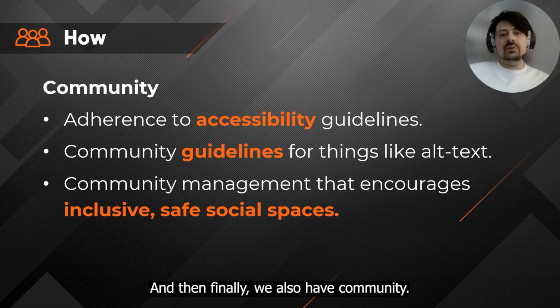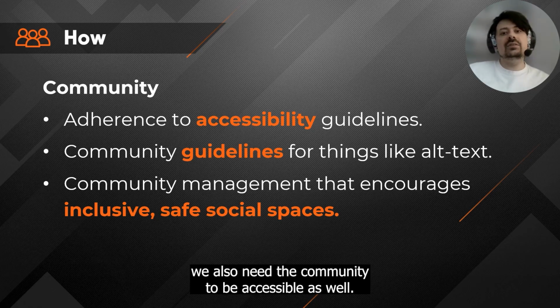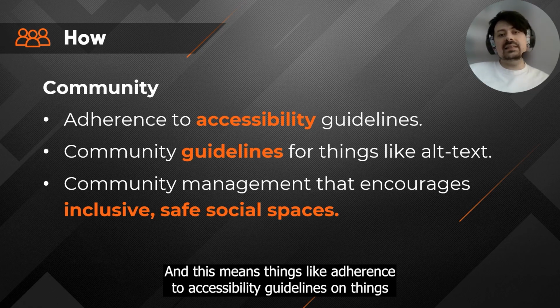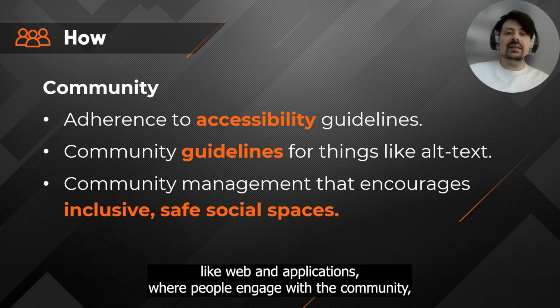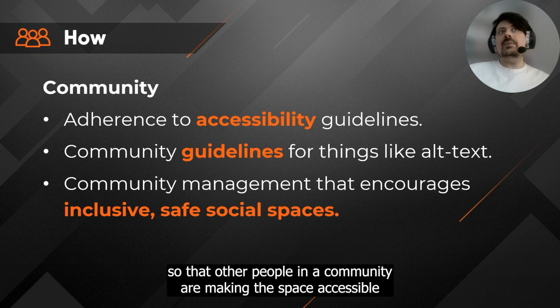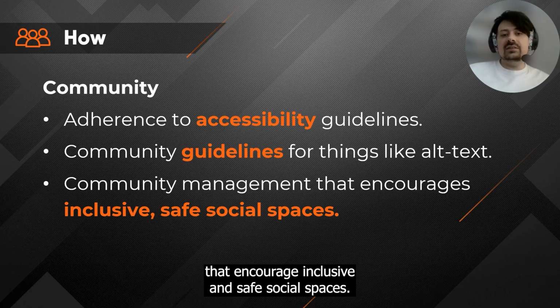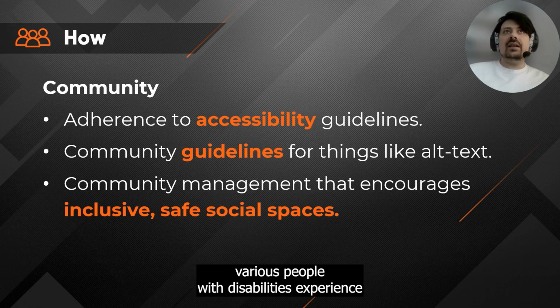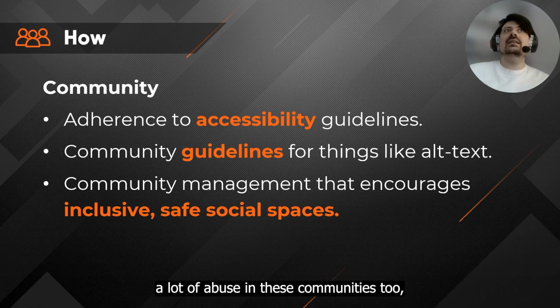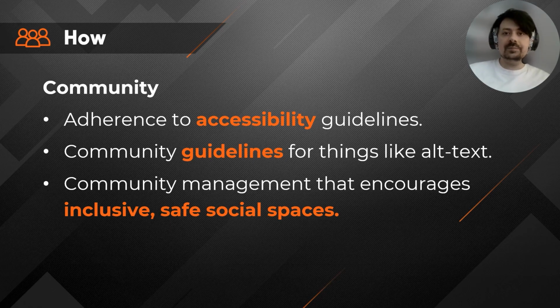And then finally, we also have community. And the idea of this is that in order for the overall experience of engaging with the game to be accessible, we also need the community to be accessible as well. And this means things like adherence to accessibility guidelines on things like web and applications where people engage with the community, guidelines for things like alt text so that other people in the community are making the space accessible for other users. And also community management that encourages inclusive and safe social spaces, because I know various people with disabilities experience a lot of abuse in these communities too, especially if they have a visible disability in these spaces.